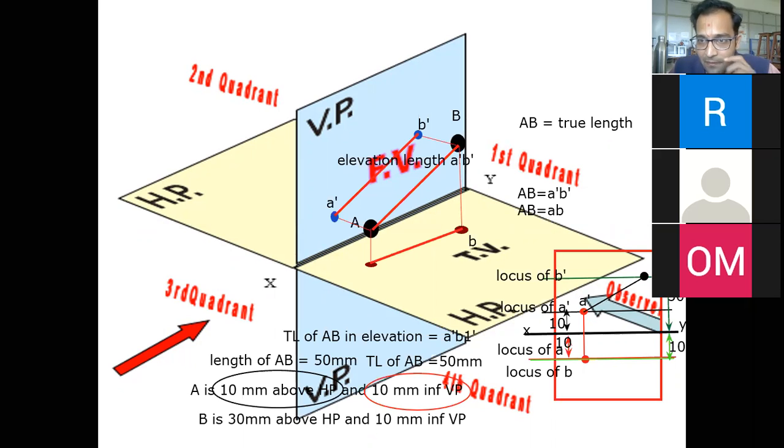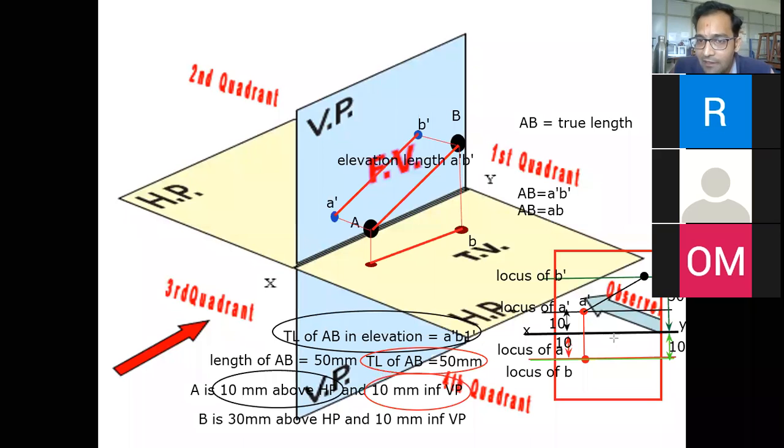B1 dash. Now you can refer to the statement I have dropped. The true length of AB in elevation is going to be called A dash B1 dash. What was the length? 50 mm. We have indicated over here that the true length of AB is 50 mm. I have dropped the 50 mm length as A dash B1 dash. So it is going to be called the true length in elevation.